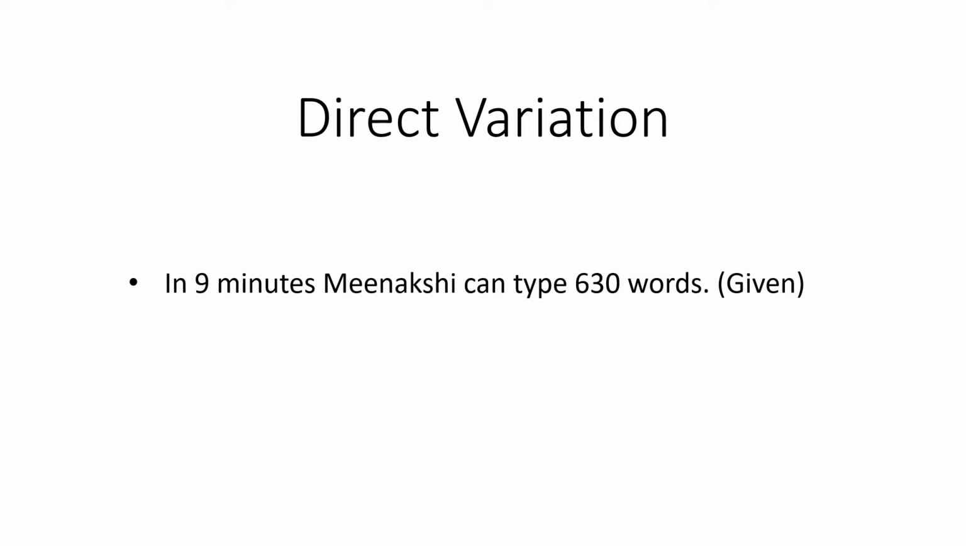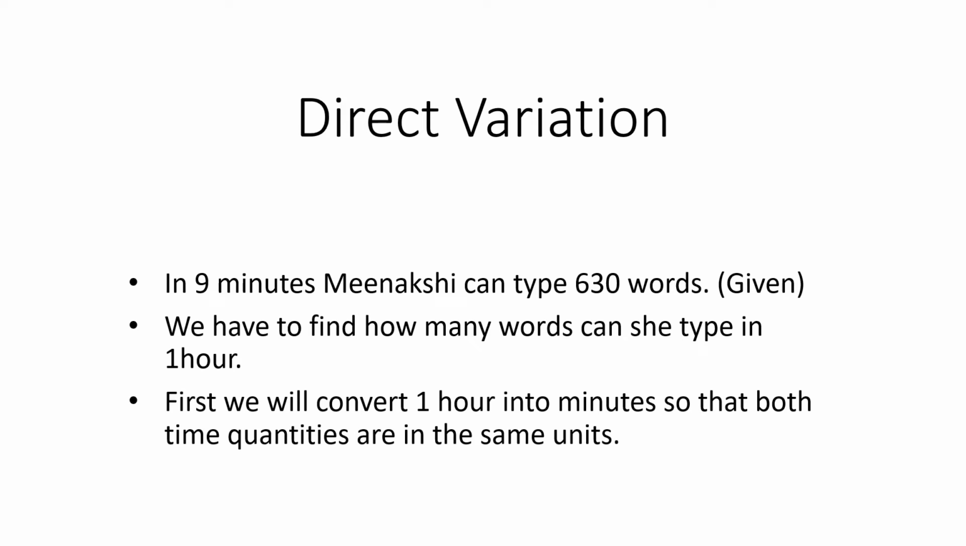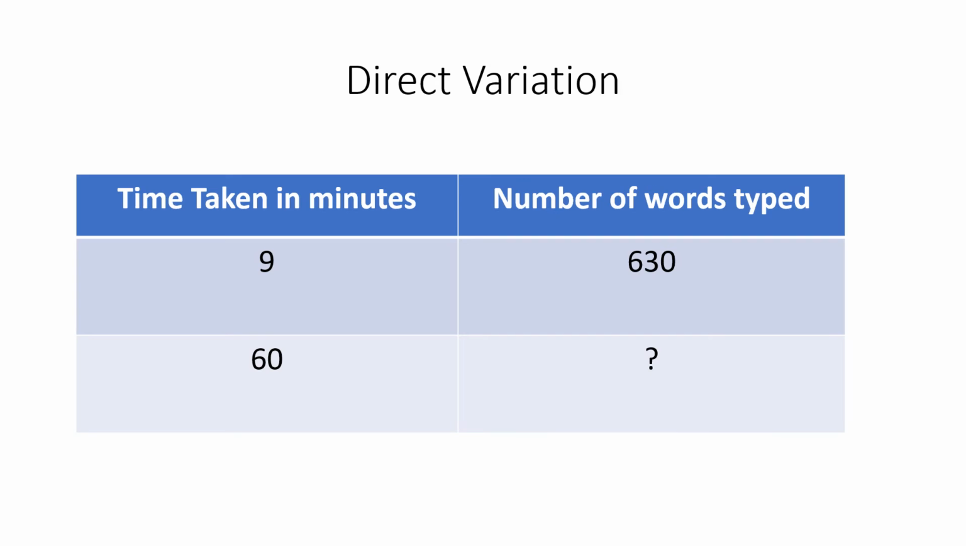In 9 minutes, Meenakshi can type 630 words. This is given in the sum. What do we have to find out? We have to find out how many words she will type in 1 hour. First, we will change 1 hour into minutes so that both the time measurements are in the same units. Now, when we convert 1 hour to minutes, we get 1 hour is equal to 60 minutes.